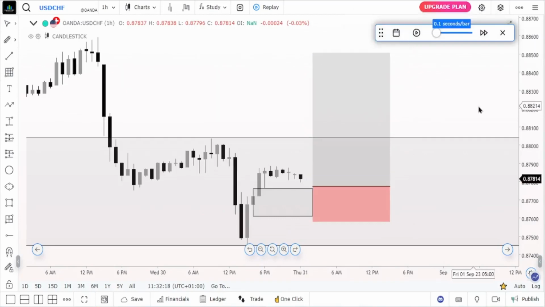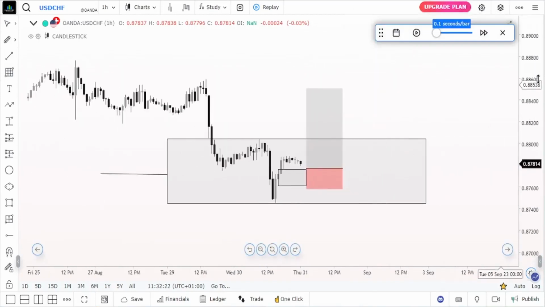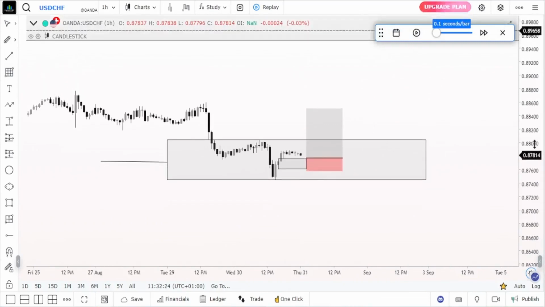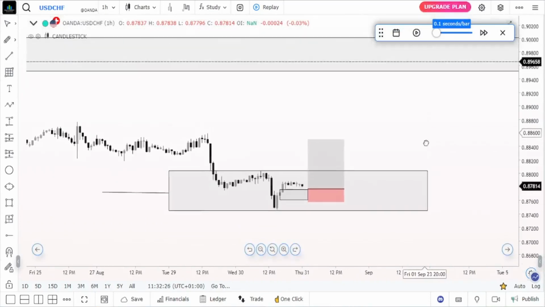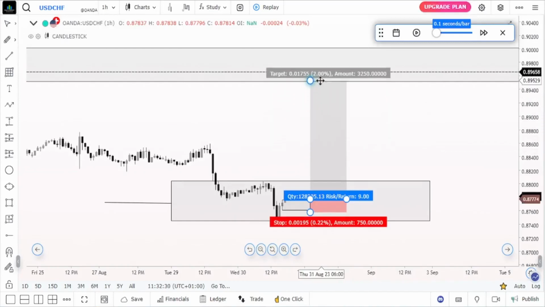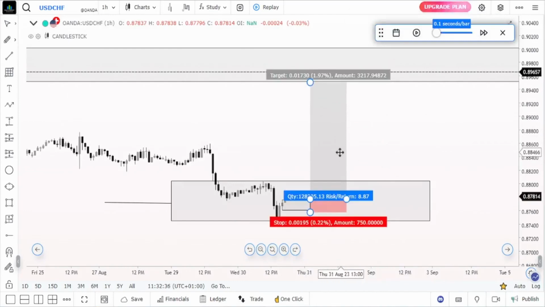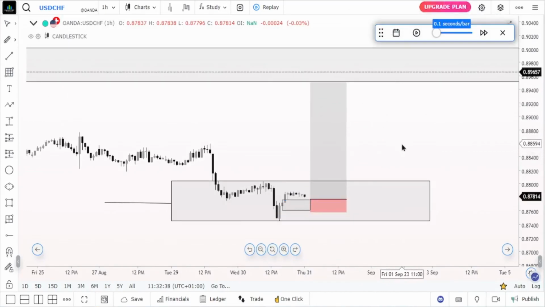Where is that take profit? Let's see. Okay, so this is going to be our take profit. If it goes our way, this will give us 8R. All right, so let's continue to play price and see what happens next.